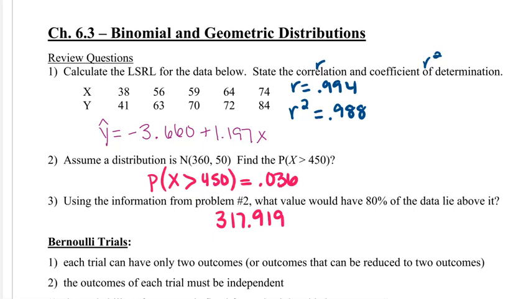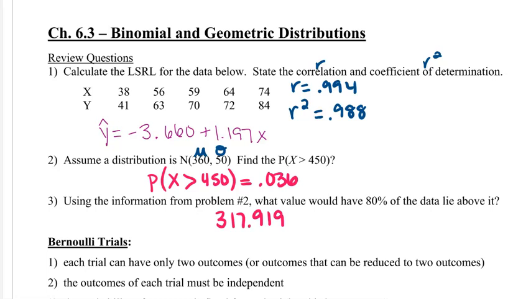Number 2, review. Assume a distribution is N, that means normal. And remember, your first value represents your mean and the second value represents your standard deviation. We want to find the probability of getting a value greater than 450.